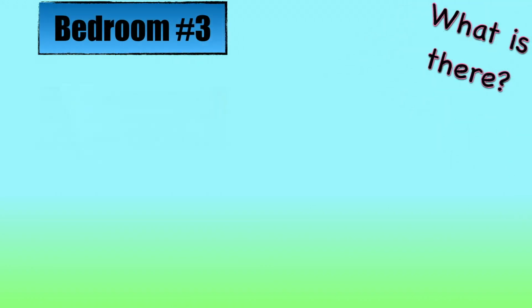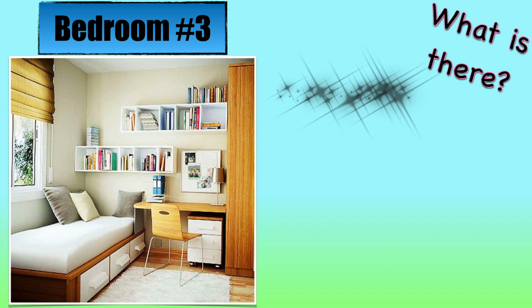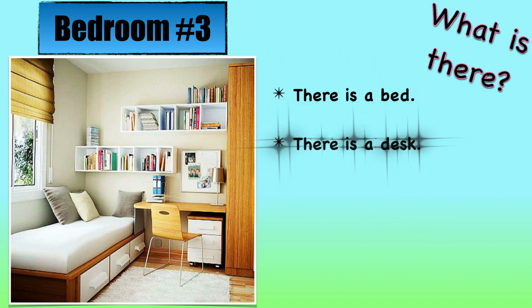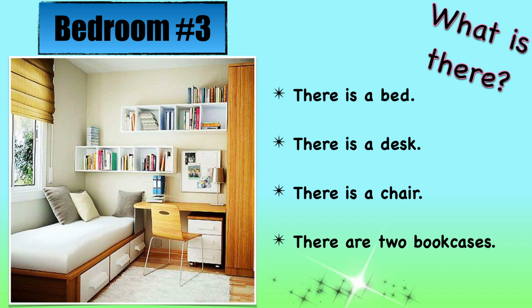Bedroom number 3. Look at the picture. What can you see? There is a bed, so it's just one, a bed. There is a desk. There is a chair. There are 2 bookcases, one on top of the other. And finally, there is a rug. So you see, it's really easy. When it's just one, you say there is. When there are many, you say there are.